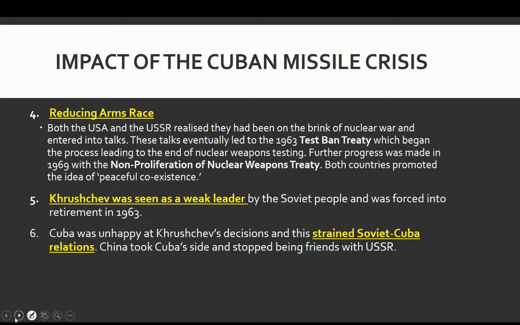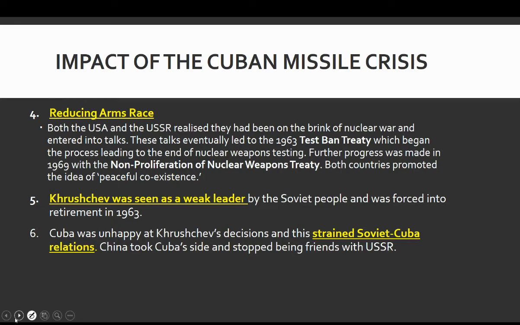So nobody knew that the USA had also given up some missiles. As a result, Khrushchev lost popular vote and popular support in the USSR. He was forced into retirement the next year, 1963, and Brezhnev took over.